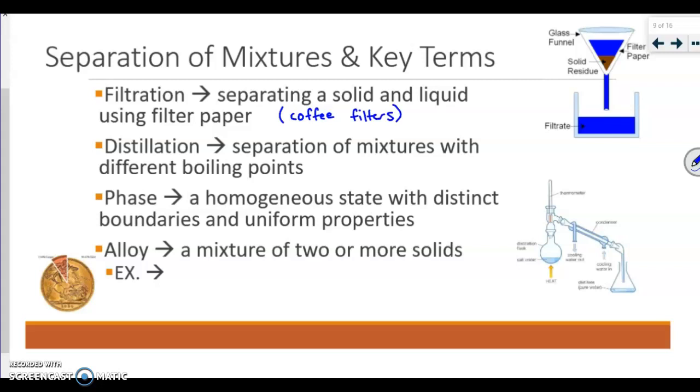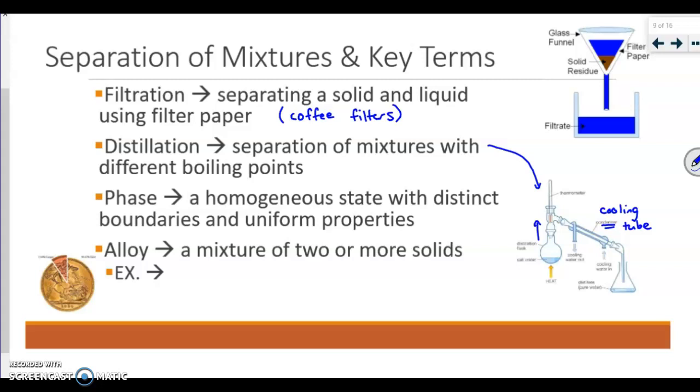Distillation is a process that separates mixtures with different boiling points. Okay, it's down here. Basically what happens is if you have a mixture of 2 liquids and one boils at 60 degrees and one boils at 100, the first one will evaporate, and then what happens is after it evaporates here, it goes through a condenser, which is like a cooling tube, and it recondenses into the liquid.